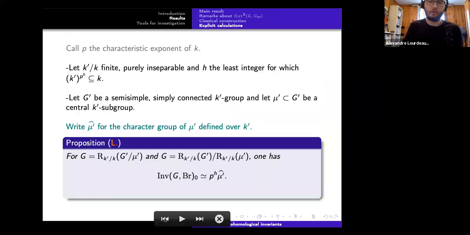The reason we looked at such a group is that the starting point of my thesis was to study the invariants of pseudo-reductive groups. So these are some pseudo-reductive or pseudo semi-simple groups.